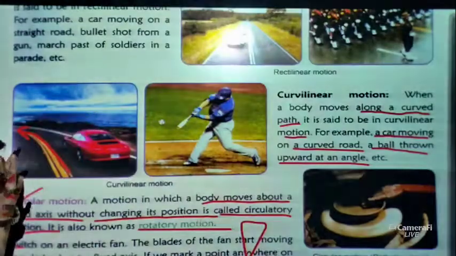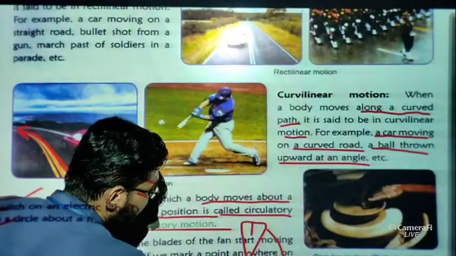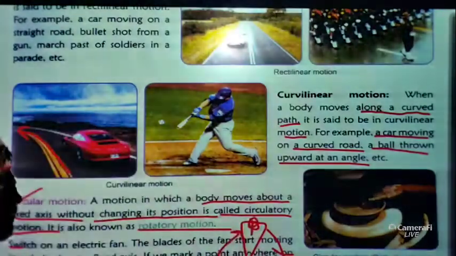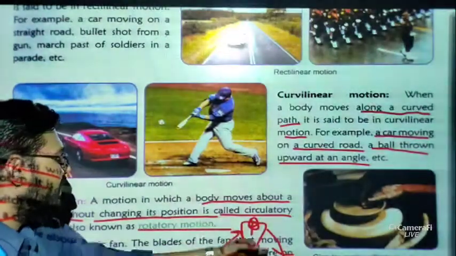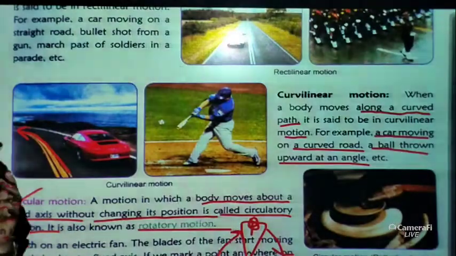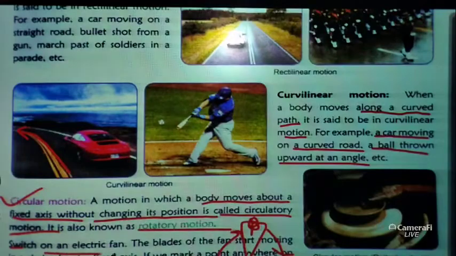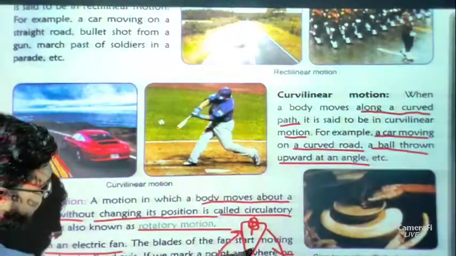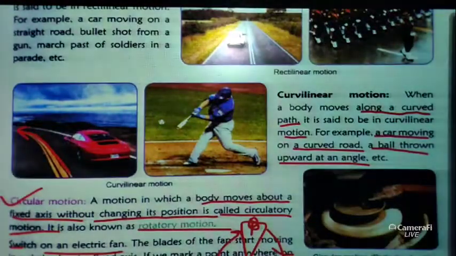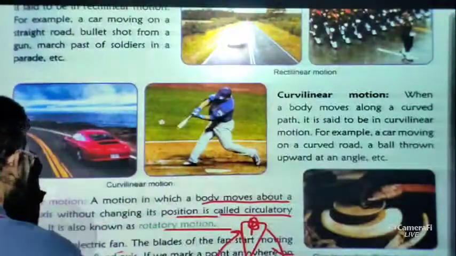Now the main characteristic is that this is blade number 1. After a certain interval of time, this blade number 1 will come to this position again. That means it will follow its path again and again. So this type of motion we call circular motion or rotatory motion. Examples: switch on an electric fan, and the blades of the fan start moving in a circle about a fixed axis. So this is a very good example of circular motion.